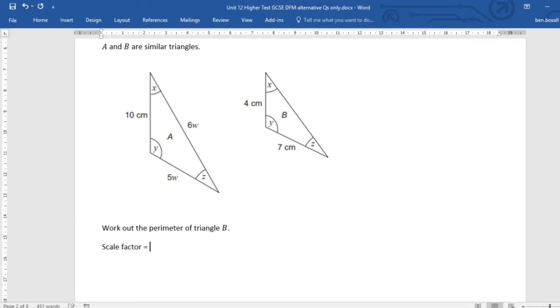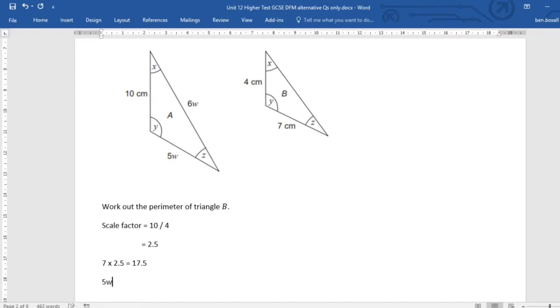I'm going to stick with my approach that I mentioned before of always doing the bigger one divided by the smaller one. So 10 divided by 4 is 2.5. Now, if we look at that 7 centimeters, if you scale that up with the scale factor, you'll get 5W. So I'm going to scale up 7 centimeters, times it by 2.5 using the scale factor, and I get 17.5. So this 5W length is the same as 17.5.